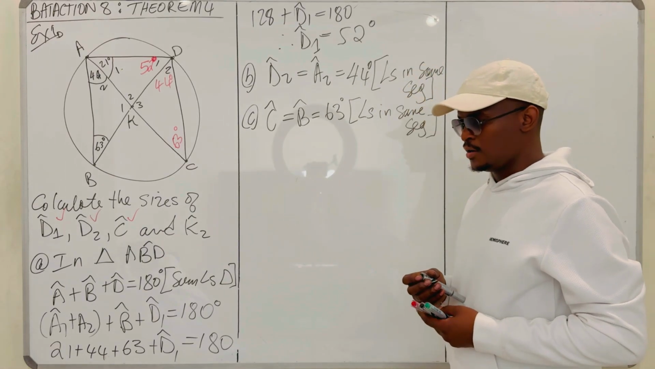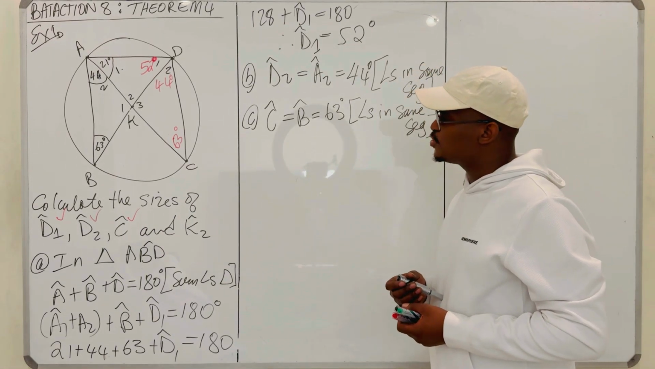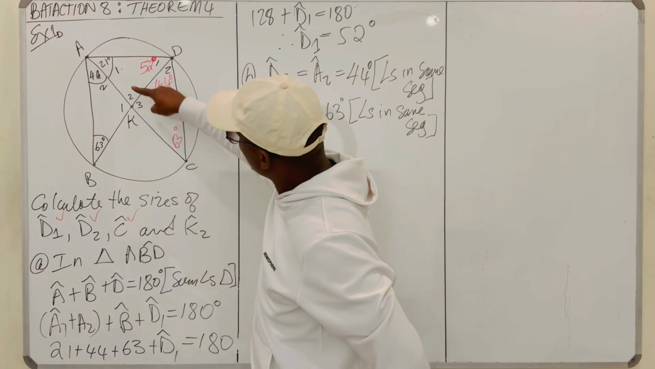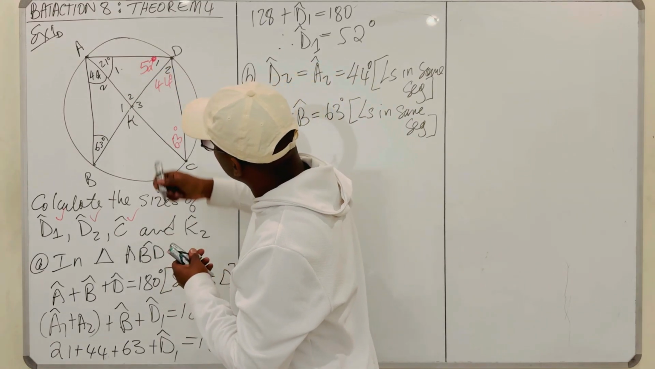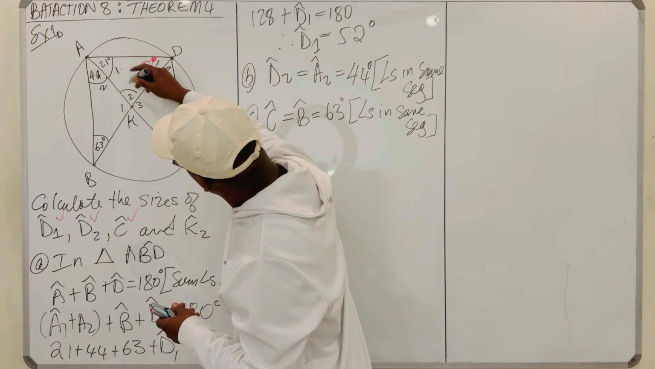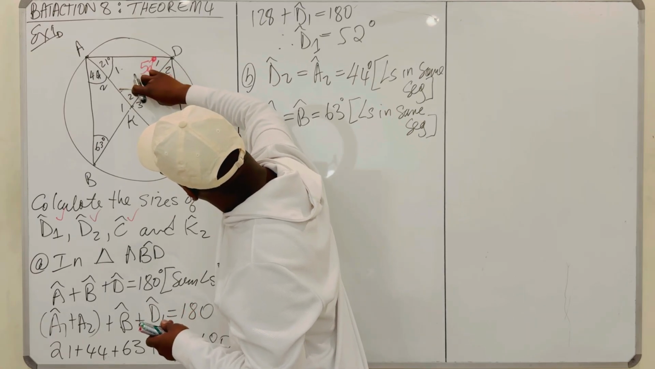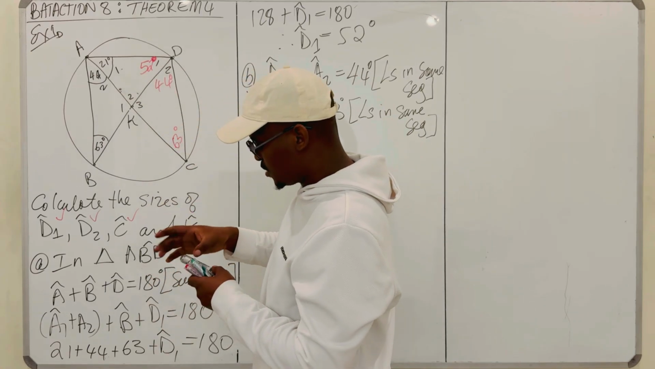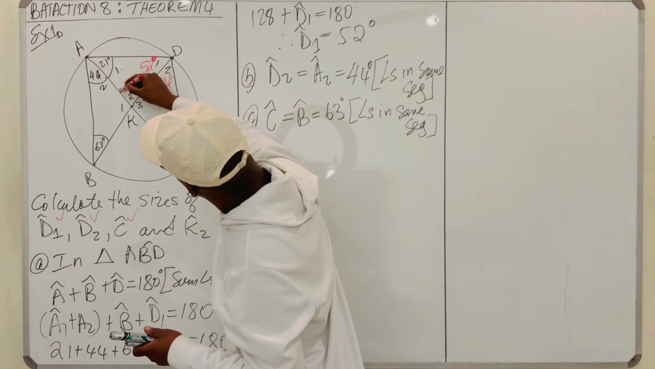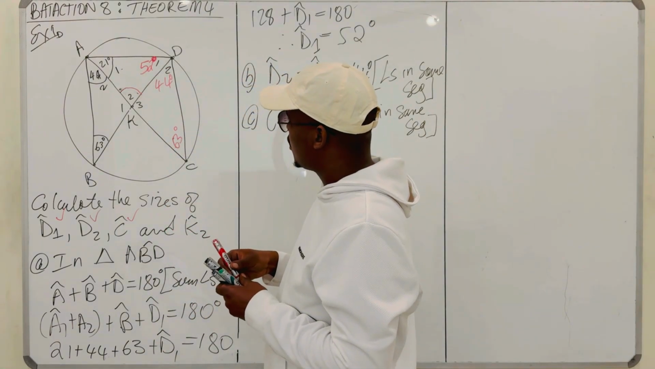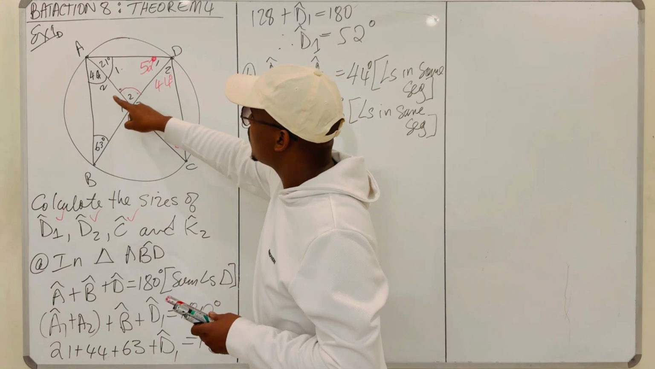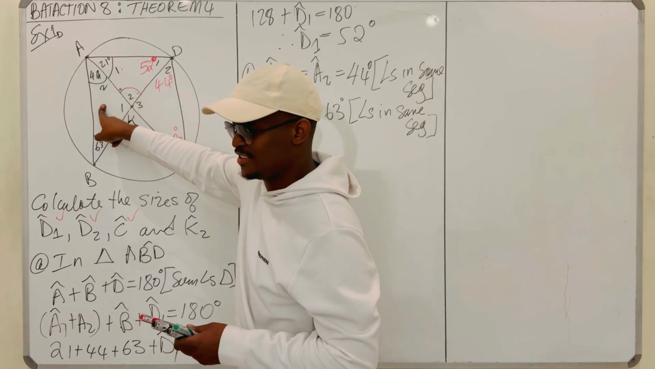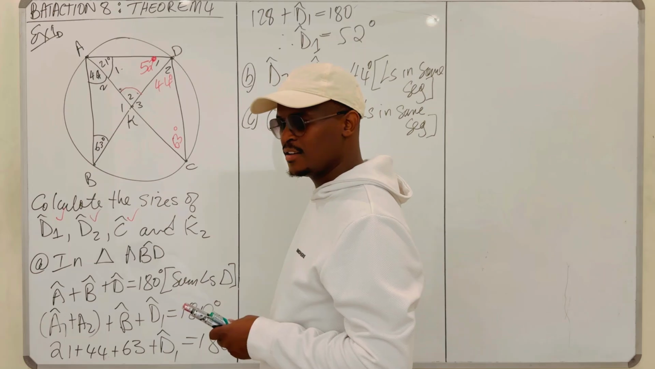Okay, let's move to K2. Where is K2? K2 is this angle over here. An angle that is sitting where K2 is, what is it called? What is K2 to this triangle? It's an exterior angle.